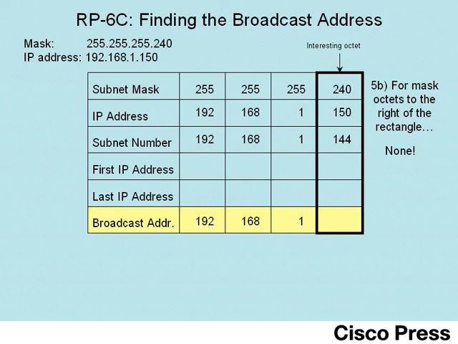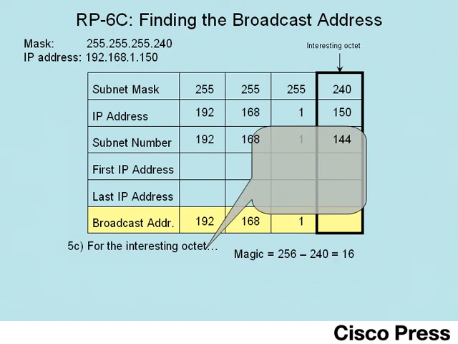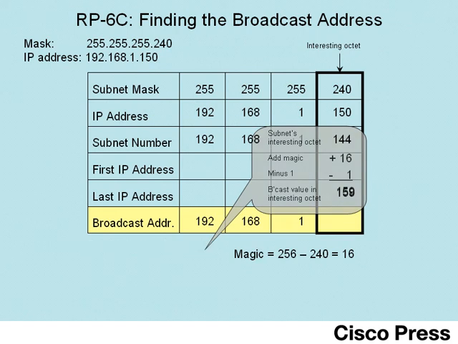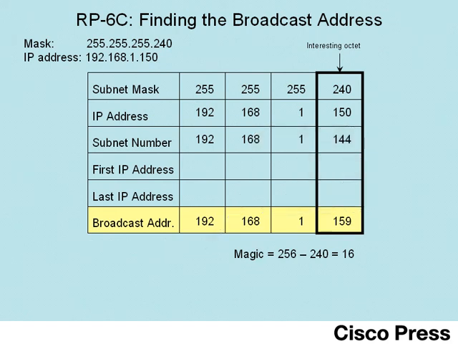So at this point we have a broadcast address of 192.168.1.something, and now comes the tricky part. To find that last octet, we take the subnet number's value in that interesting octet, the 4th octet in this case. We add the magic number to it, which gives us 160, then subtract 1, which gives us a value of 159. So the broadcast address in this subnet is 192.168.1.159.